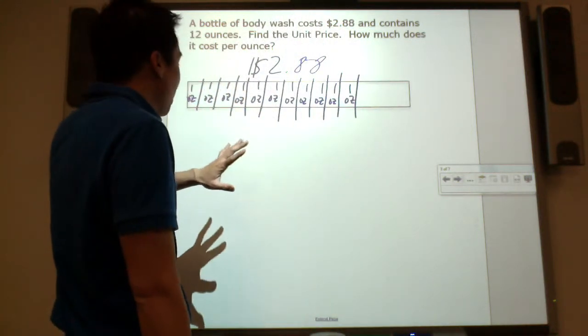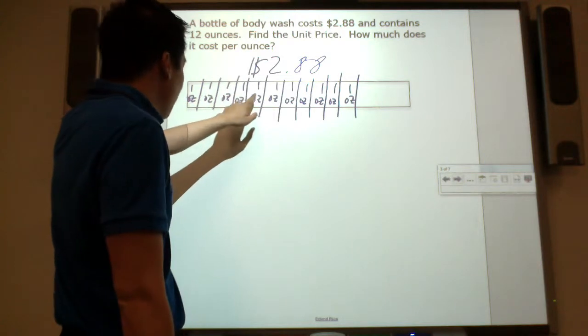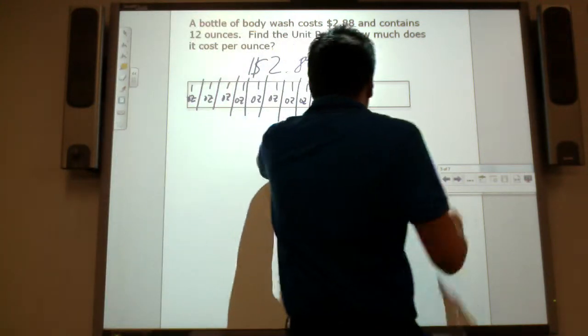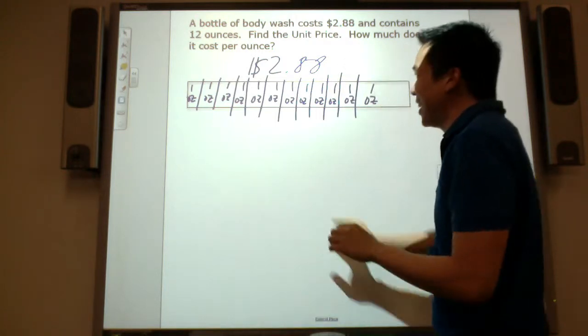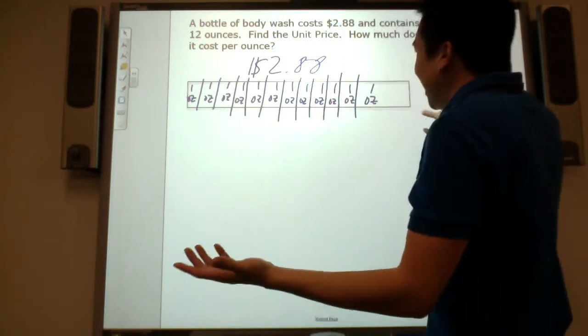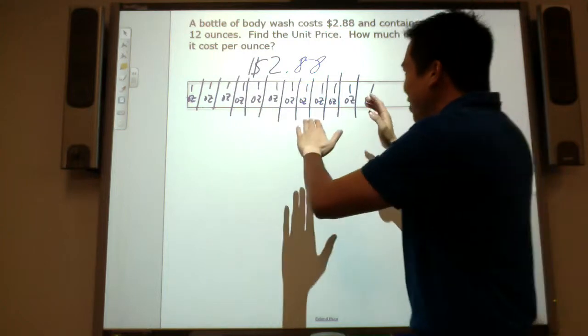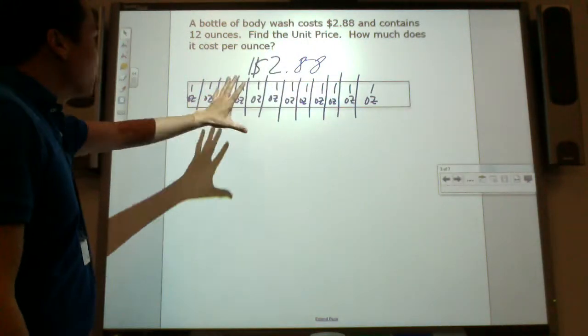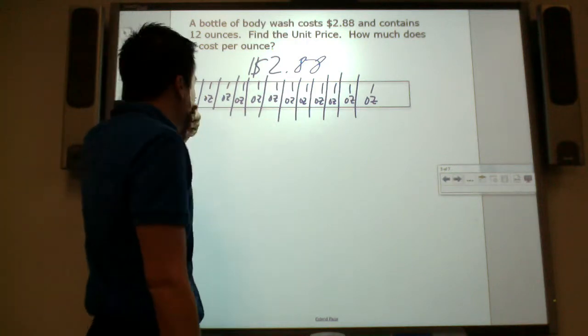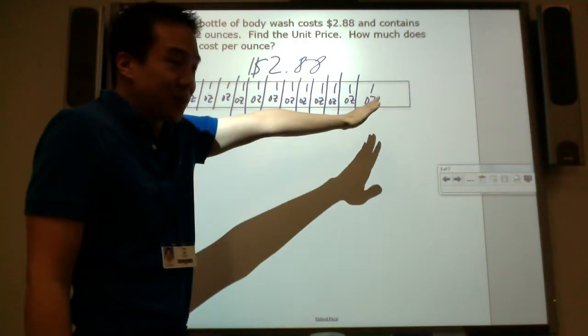So let's see if I drew 12 ounces. 1, 2, 3, 4, 5, 6, 7, 8, 9, 10, 11. All right, let's imagine I drew this equally. I didn't do a very good job here. Imagine each part is equal. So how much will each ounce cost? So I know there are 12 groups here.